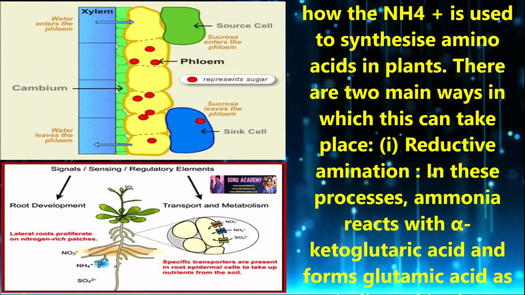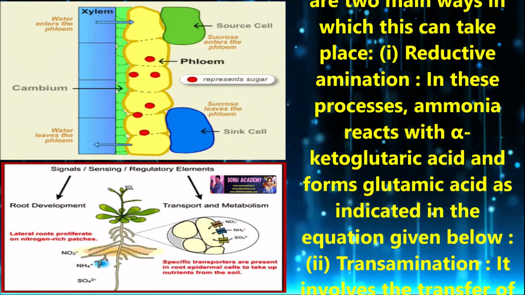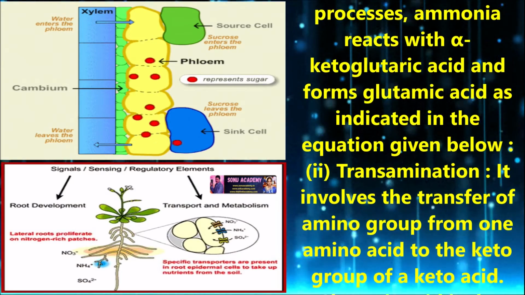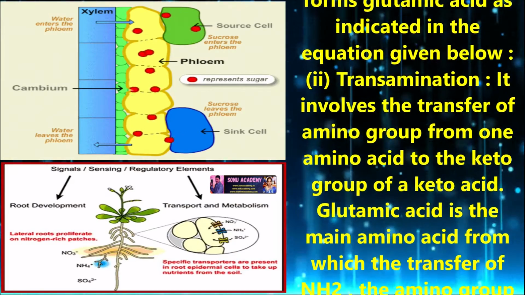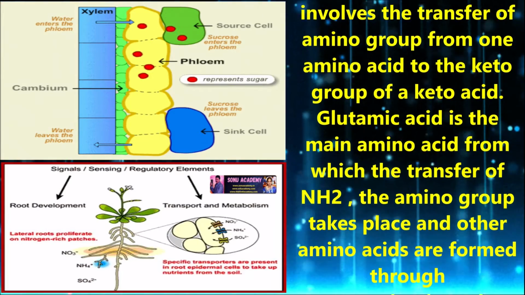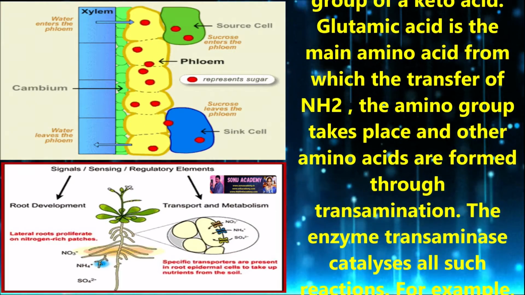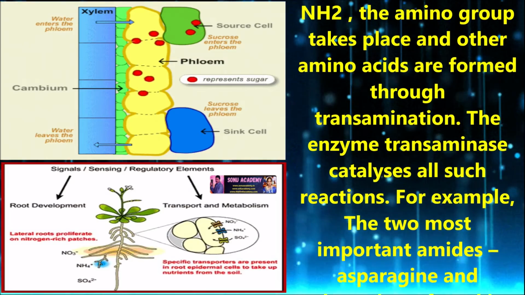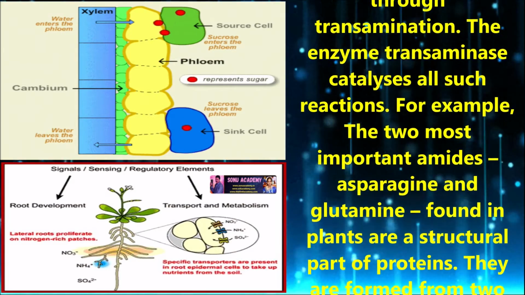One is reductive amination. In this process, ammonia reacts with alpha ketoglutaric acid and forms glutamic acid as indicated in the equation. The second one is transamination. It involves the transfer of the amino group of one amino acid to the keto group of a keto acid. Glutamic acid is the main amino acid from which the transfer of NH2, the amino group, takes place and the other amino acids are formed through transamination. The enzyme transaminase catalyzes all such reactions.